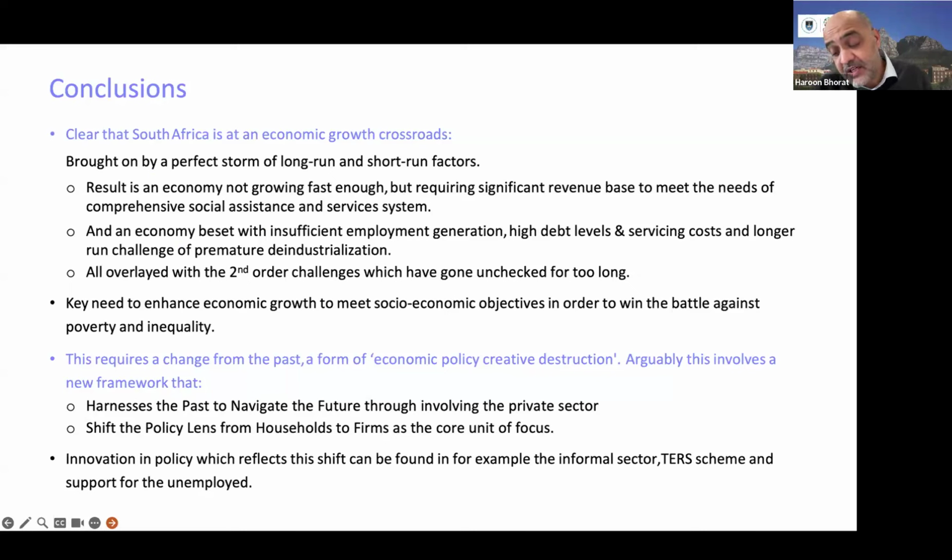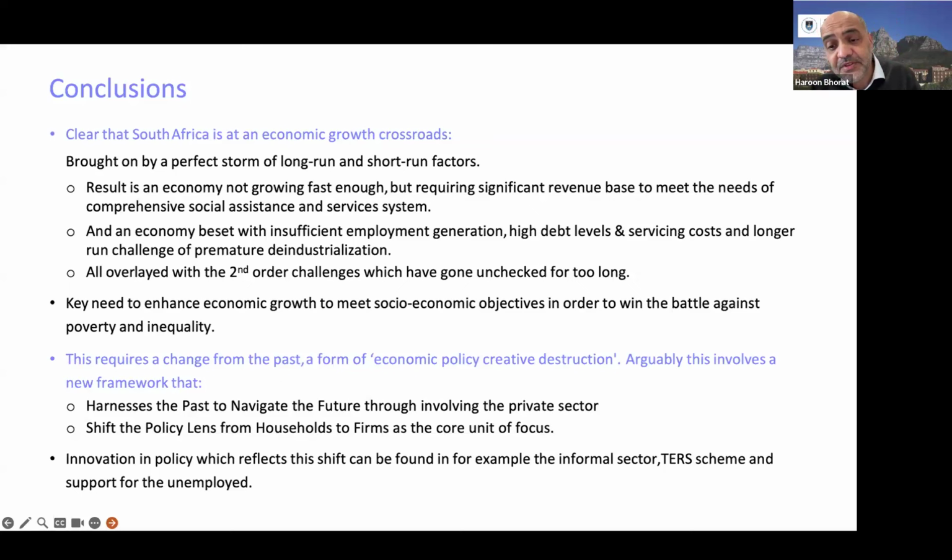We've reached a threshold of what is clearly 30 years of insufficient growth rates. And what they've delivered is high debt costs, a dependence in a growth trajectory that's social assistance heavy and supply side light, not a focus enough on firms, too much on households, and arguably that has generated insufficient employment, even aggregate employment, never mind informal and formal employment, amidst an ongoing structural challenge of premature deindustrialization.